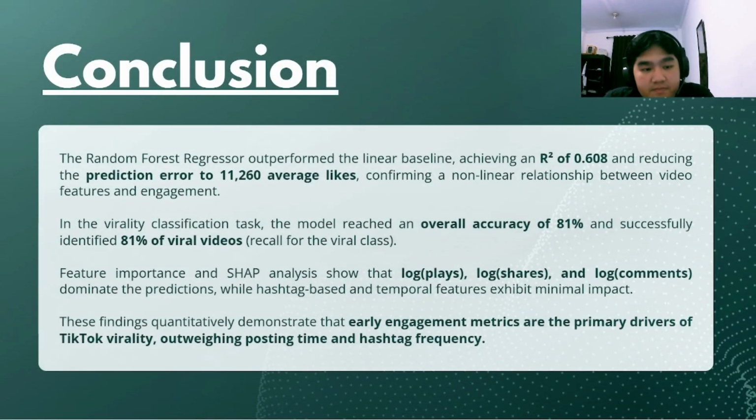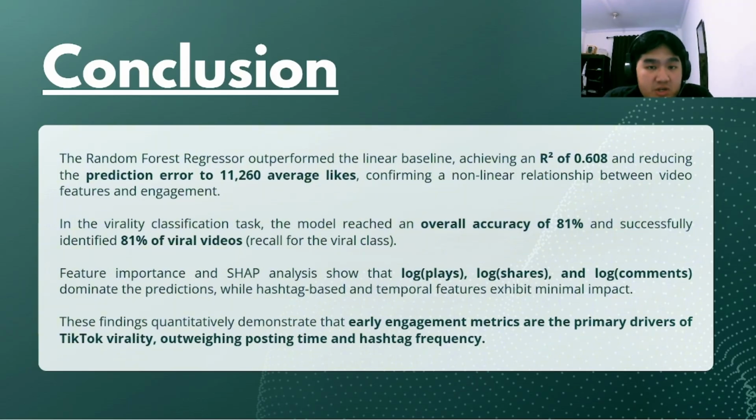To conclude our presentation, the random forest regression outperformed the linear baseline, achieving an R-squared score of 0.608 and reducing the prediction error to 11,260 average likes. Meanwhile, in the virality classification, the model reached an accuracy of 81% and successfully identified 81% of viral videos.